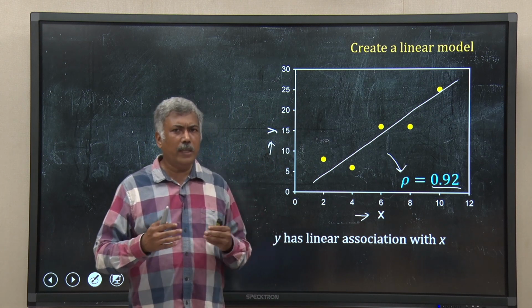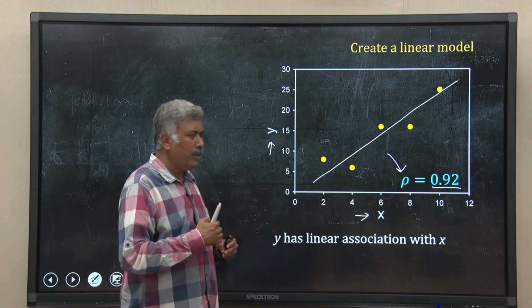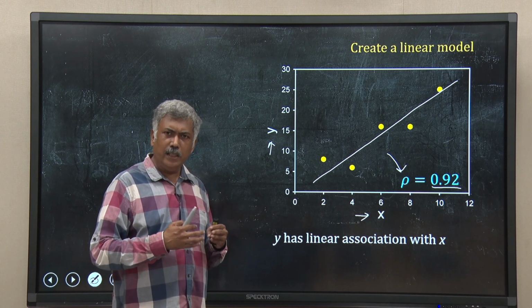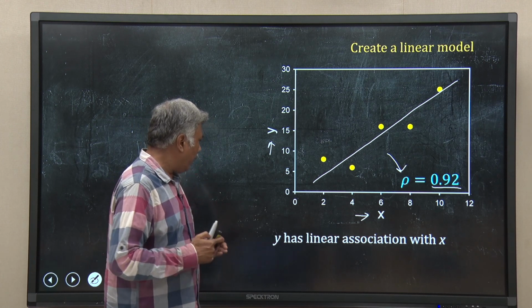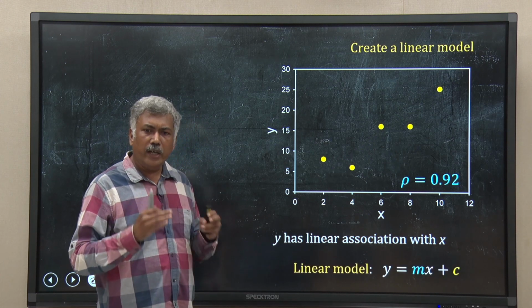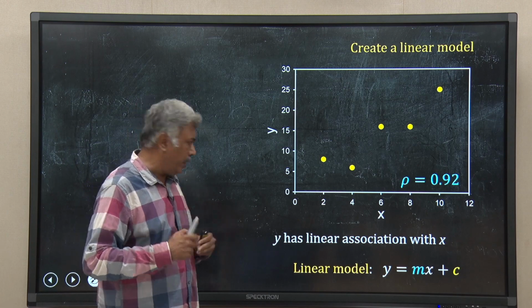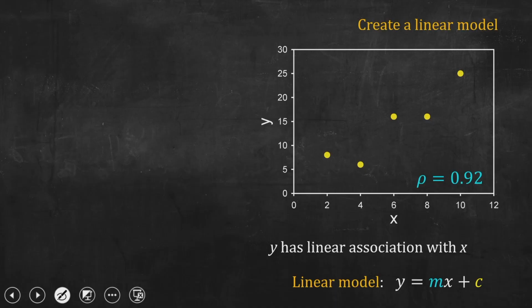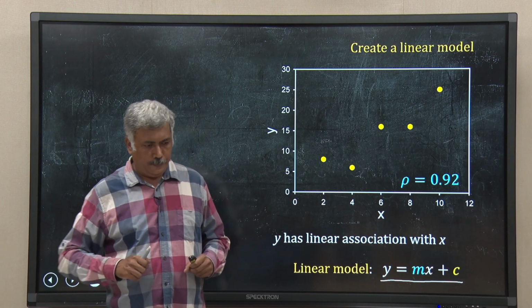So, that means my belief that I will be able to fit a linear model to this data set is quite a good belief, right. So, I want to fit this data to a straight line, a linear model is a straight line. So, I want to fit this data to the equation y equal to mx plus c. Now, here is a problem.